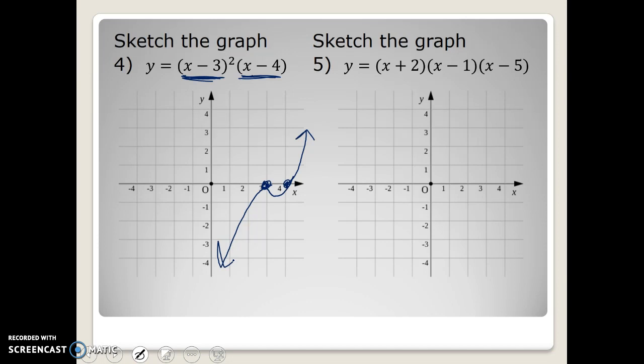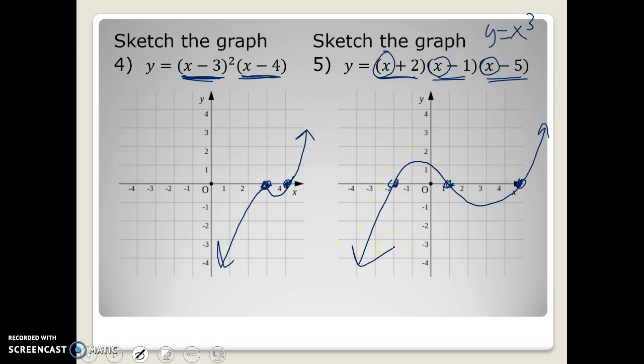Number 5's graph is going to be a little bit different because it's going to have a 0 at -2, that's this one. It's going to have a 0 at 1, which is this one, and it's going to have a 0 at 5, which is this one. But each one of these has a multiplicity of 1. And if I just look at the leading term, I'm going to have x times x times x, which is going to be y equals a positive x to the third, which means at the very end of the graph, it's going to be going up. Well, if it crosses at each of those 3 points, that means it has to go down here. It's going to cross, and it's going to cross again, and the graph is going to look something like that.